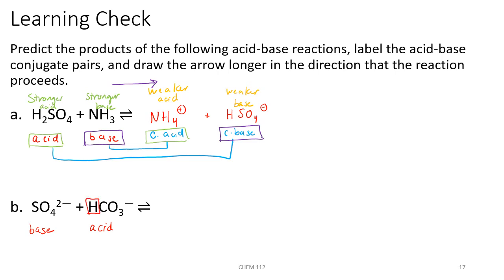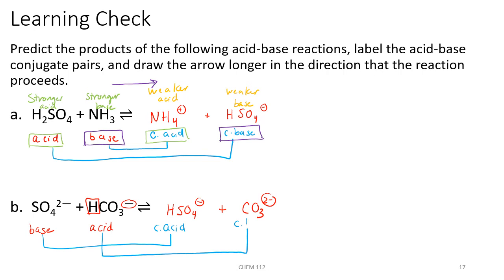When our acid gives up a proton to our base, we'll form HSO4-, the hydrogen sulfate ion. And when our acid loses a proton, we'll be left with CO3 2- now. So we went from -1 to -2 because we gave up a hydrogen ion, which gives the carbonate. So we have our acid-base pairs. Sulfate's conjugate acid is going to be the hydrogen sulfate ion, and hydrogen carbonate's conjugate pair is going to be the carbonate ion. That'll be its conjugate base.